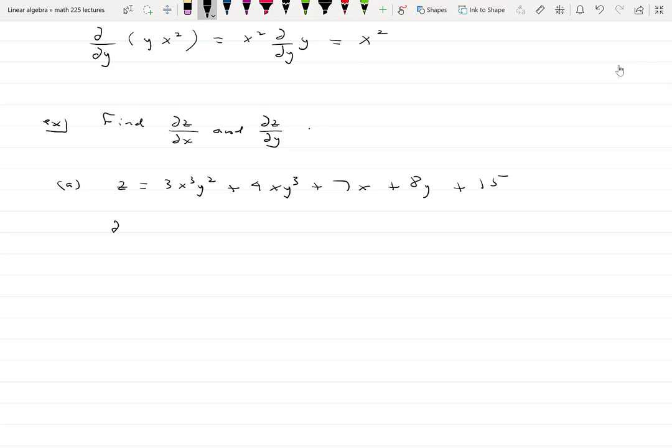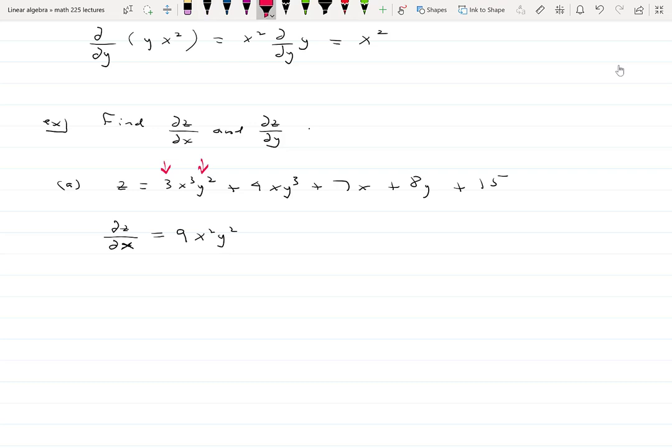Suppose I want the partial derivative of z with respect to x. In taking the partial derivative of z with respect to x, I'm holding y constant. So what's constant is 3 in the first term, and y squared. The only factor in 3x cubed y squared that's not constant is x cubed. What's the derivative of x cubed? It's 3x squared. The constants just follow along.